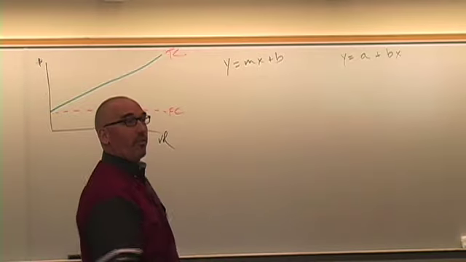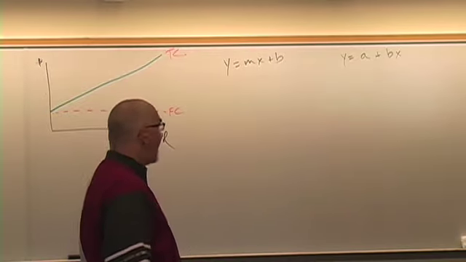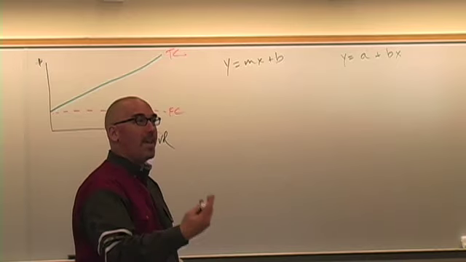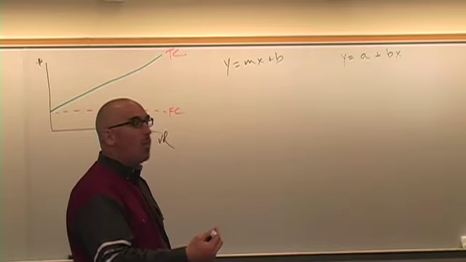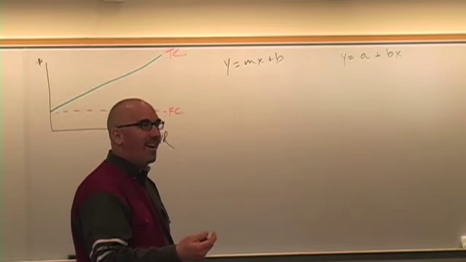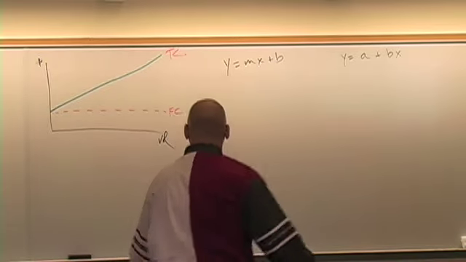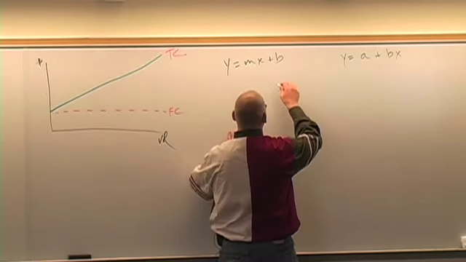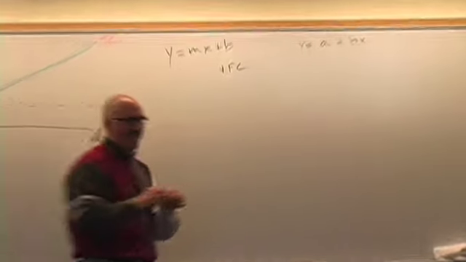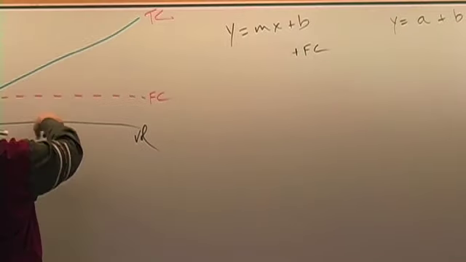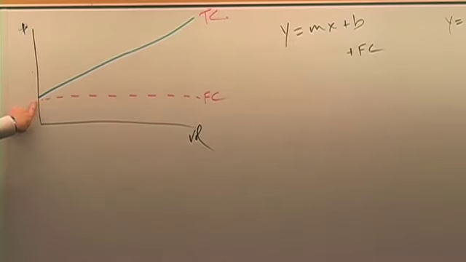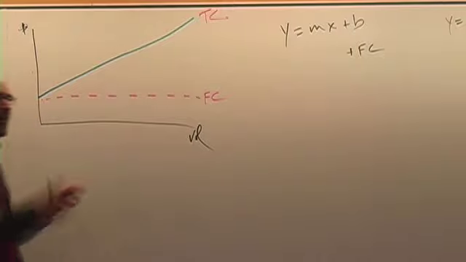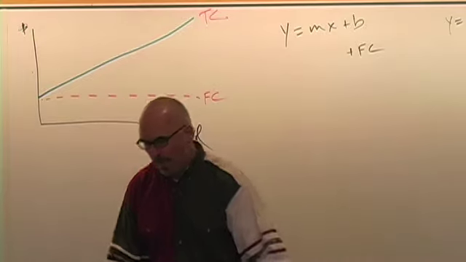One of them's labeled. Oh, fixed cost? Yes, which one is it? Y, M, X, B. That'd be B. Fixed costs. Because fixed costs, what is the other name for this point? The y-intercept, also known as B. Okay. Now he gets it.